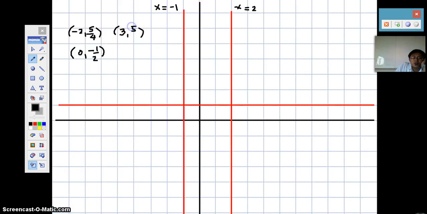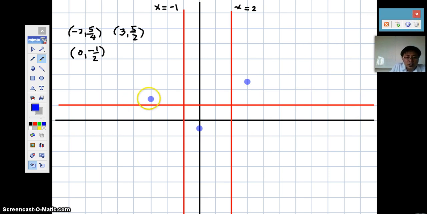Okay, now let's plot the points. Plotting (-2, 5/4): -2, and 5/4 is 1.25, somewhere here. The point (0, -1/2) would be 0 and -1/2, somewhere here. The point (3, 5/2): 3 is 1, 2, 3, and 5/2 is 2.5, so it's here.